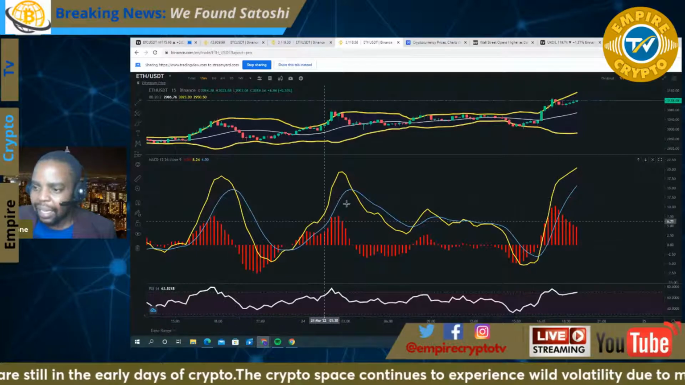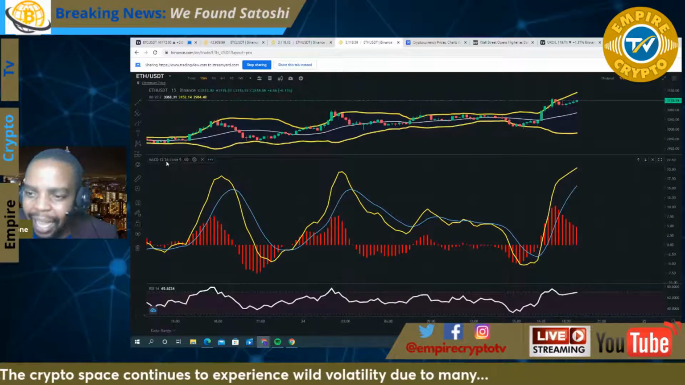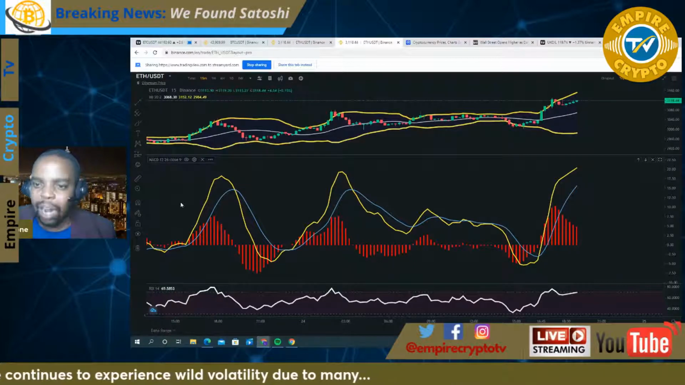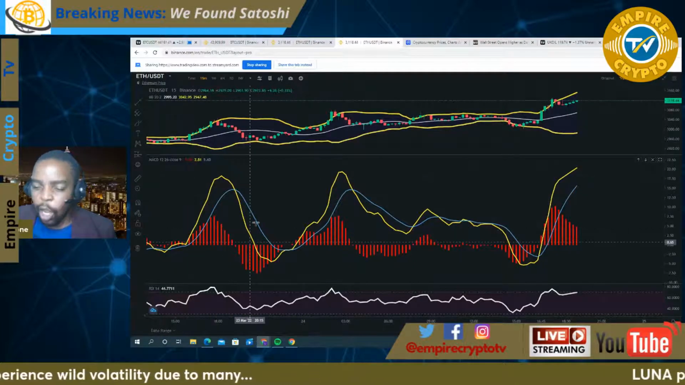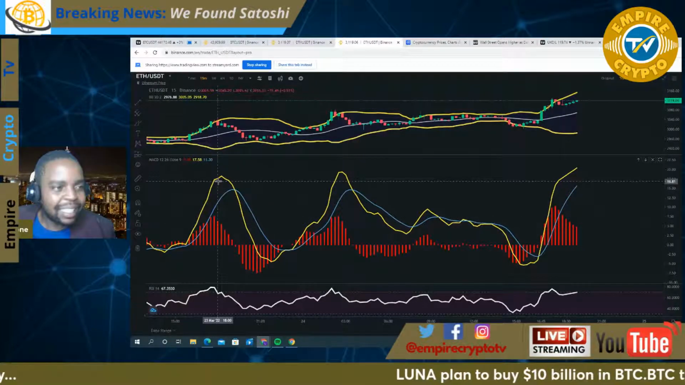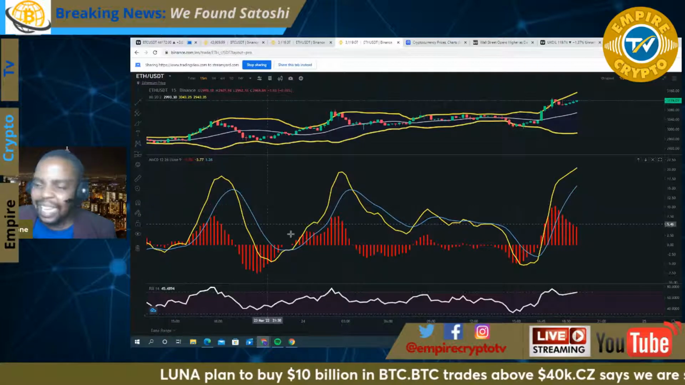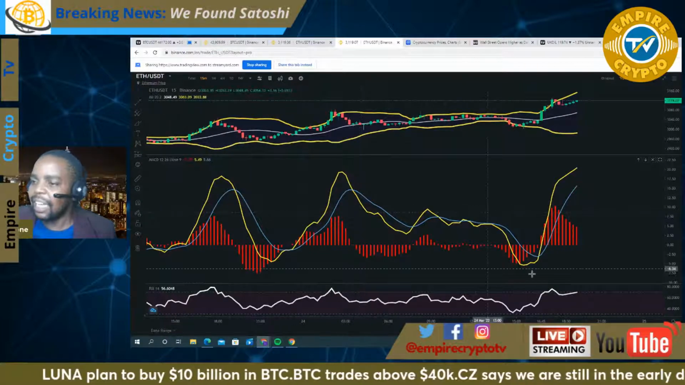The signal line, which is a 26 period moving average, and then the 12 moving average is the yellow line. Now, the 12 moving average is the quick one. It's the one that reacts to the prices. Then the signal line is just a signal line used for crossovers.